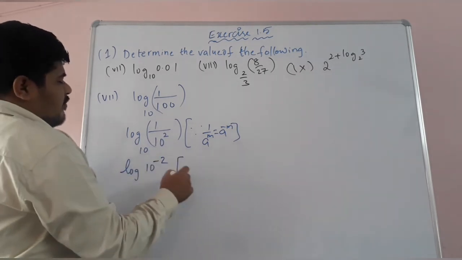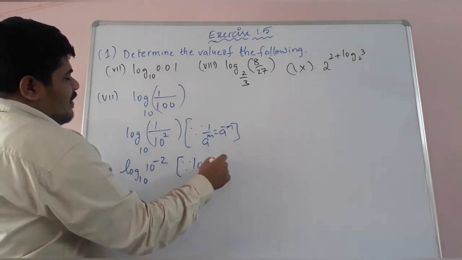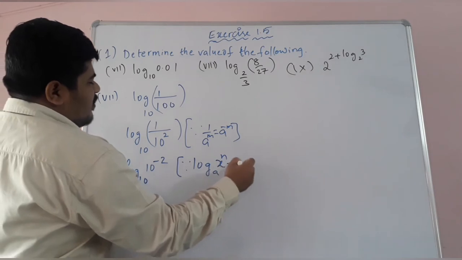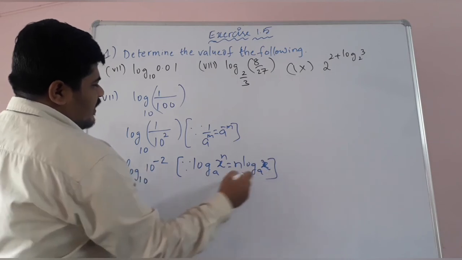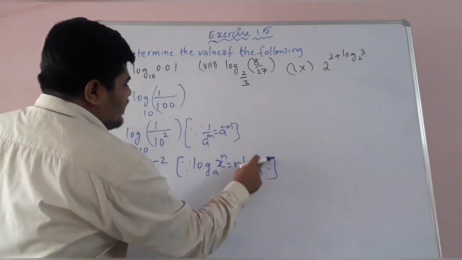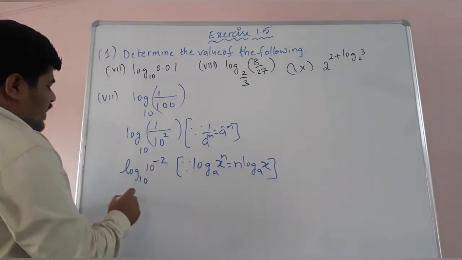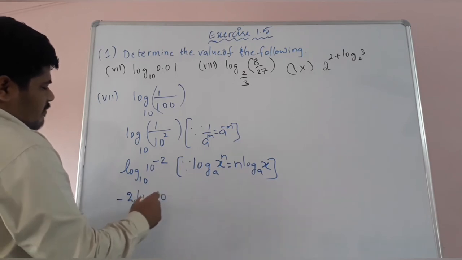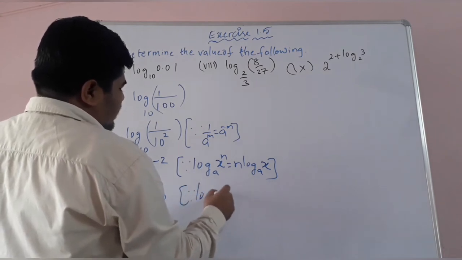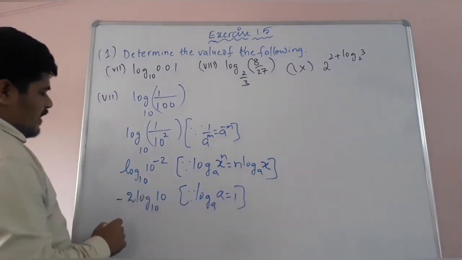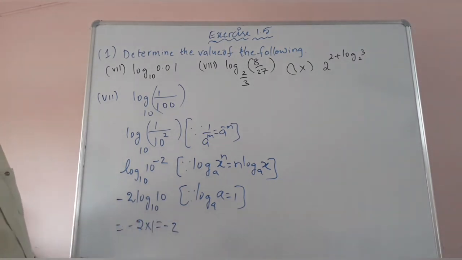Here, children, again we have to use this formula, base 10: log x power n base a is equal to n log x base a. This is the formula. So it can be written as minus 2 log 10 base 10. We have another formula. What is that? Log a base a is equal to 1, children. So here it will be minus 2 into 1, that is equal to minus 2. This is the answer. Now let's see problem number 8, children.